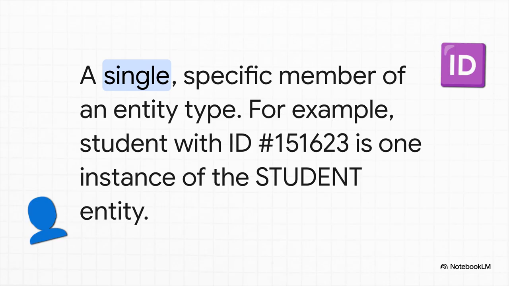Then we have an entity instance. Now this is one single specific example of that entity type. So if student is our template, then Jane Doe with student ID number 151623 is one specific instance of that template. She's a real person represented in our data.